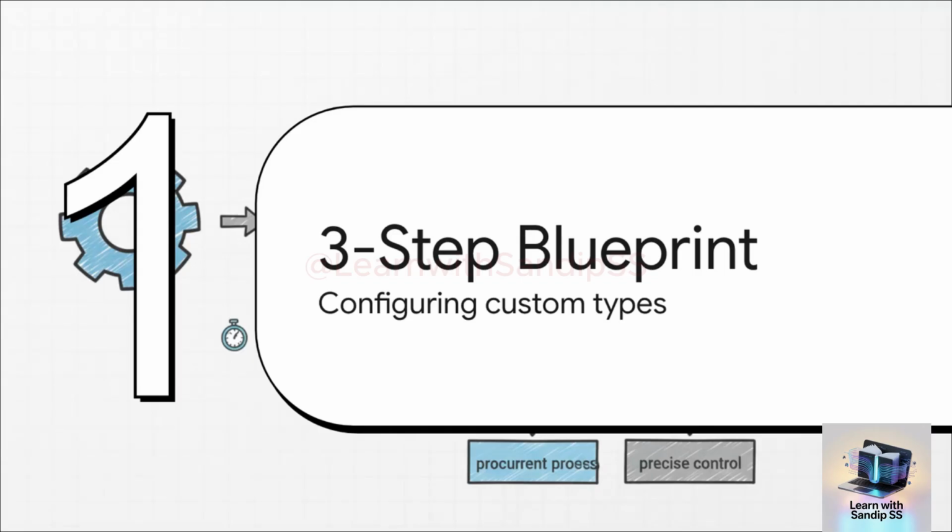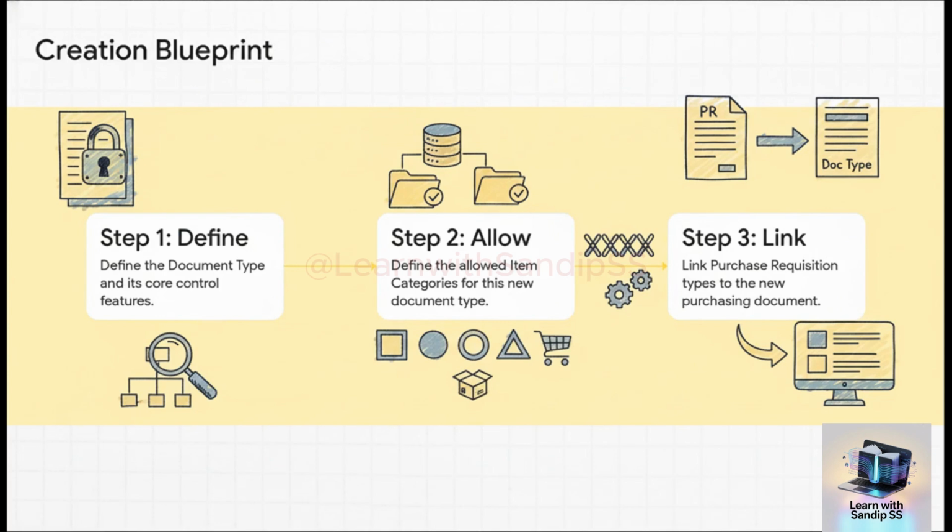All right, time to get practical. Let's roll up our sleeves and walk through the 3-step blueprint for actually creating a custom document type. We've broken this down into a really clear, easy-to-follow guide. Here's the whole framework. It's really just a simple 3-part process. First up, you define the document type itself and all its little control features. Then, step 2, you decide which item categories are allowed to be used with it. And finally, step 3, and this is so important for the process flow, you link your purchase requisition type to your new document type. Let's break each one down.